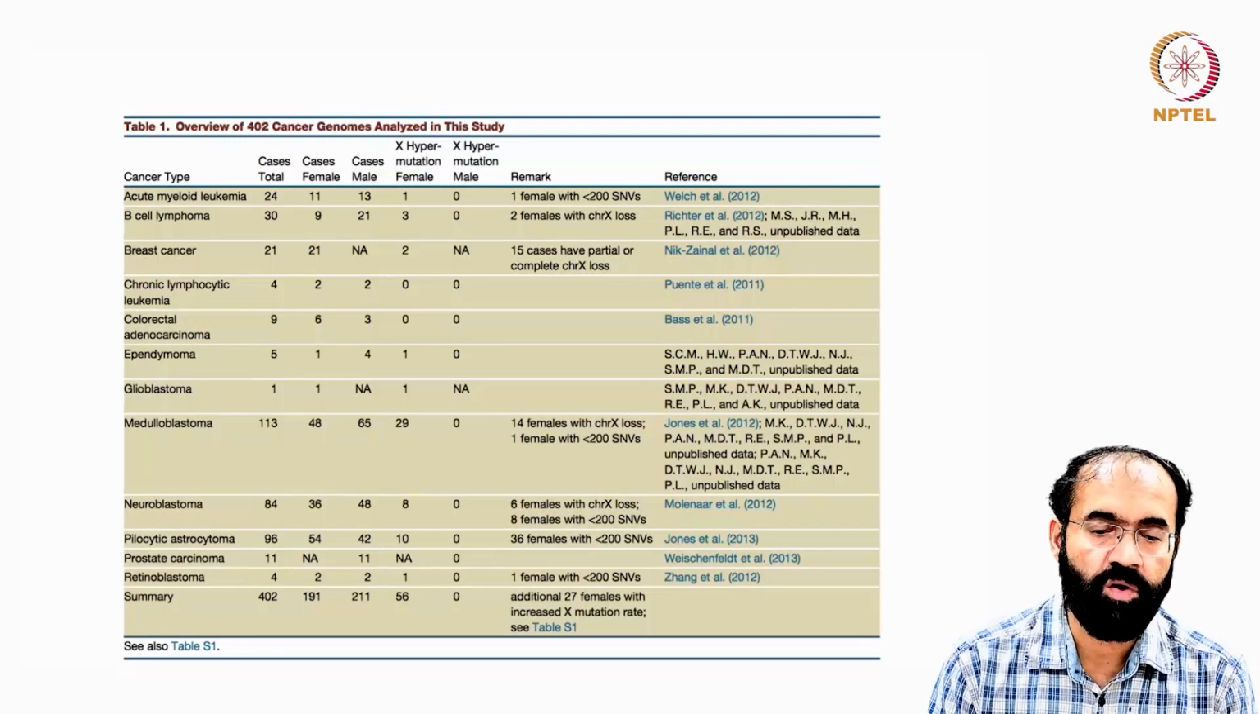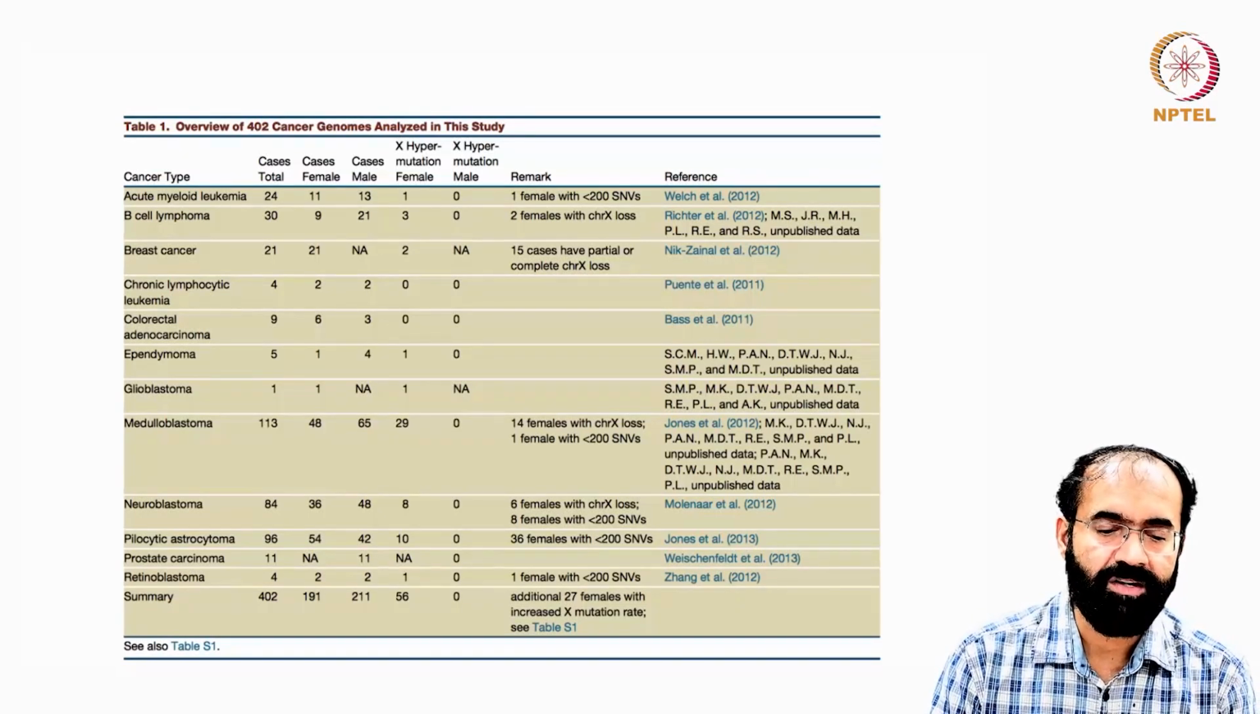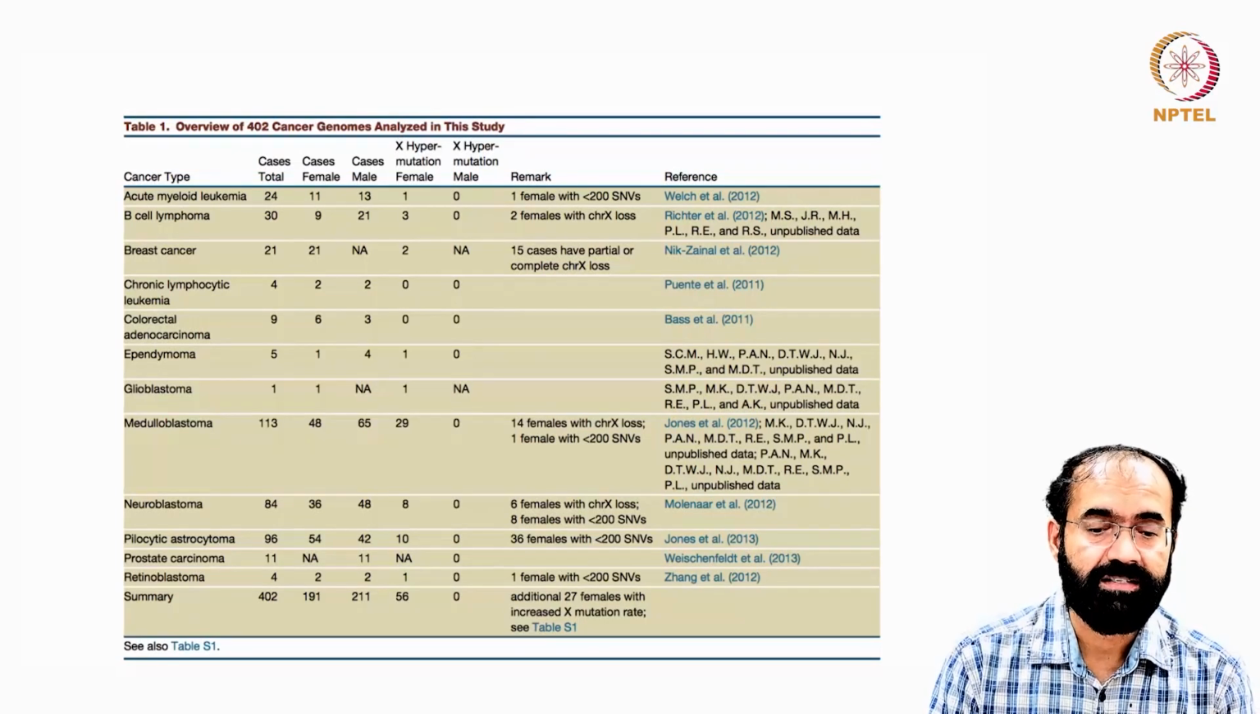So it's an overview of 402 cancer genomes analyzed for this study in that Cell paper. You can see, I will not go through each and every cancer, that is acute myeloid leukemia, B-cell lymphoma, breast cancer, and so on. You can see the number of females studied and the number of mutations analyzed, and several other related publications are also cited here.